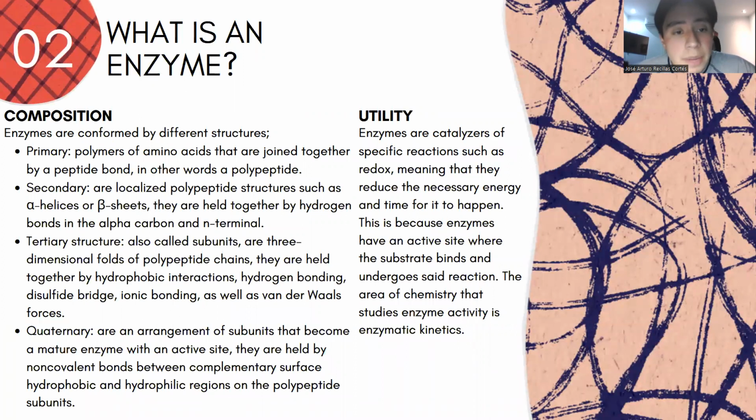Primary: polymers of amino acids that are joined together by a peptide bond, in other words, a polypeptide. Secondary: localized polypeptide structures such as alpha helices or beta sheets. They are held together by hydrogen bonds in the alpha carbon and N-terminal.